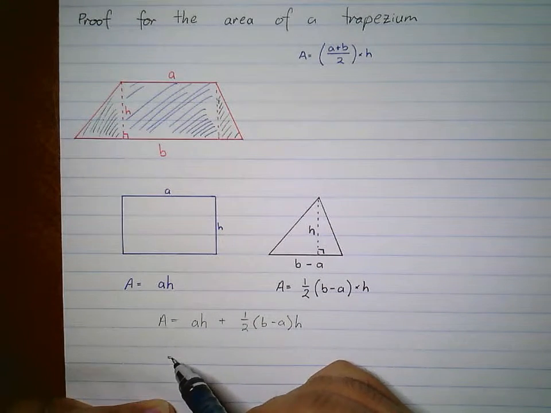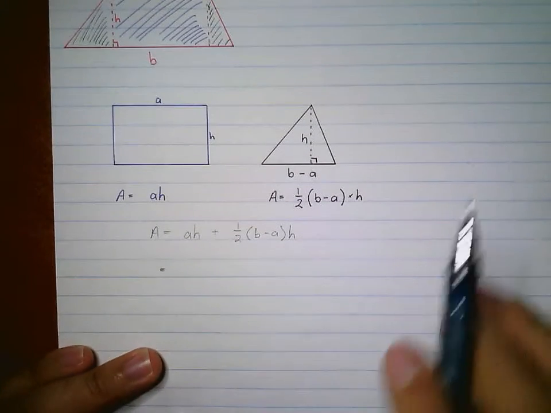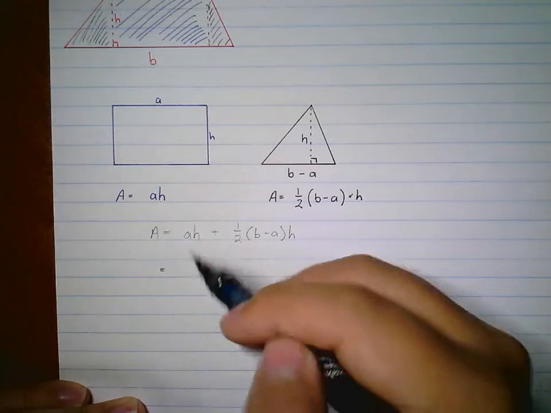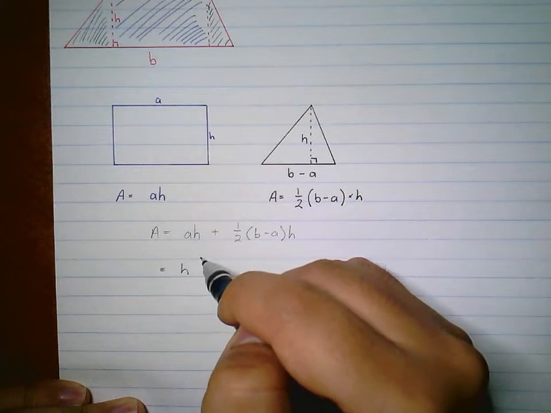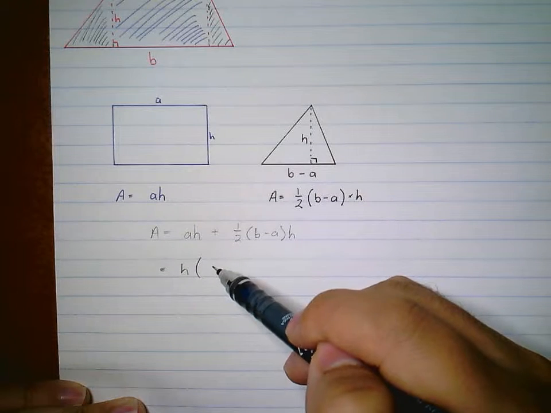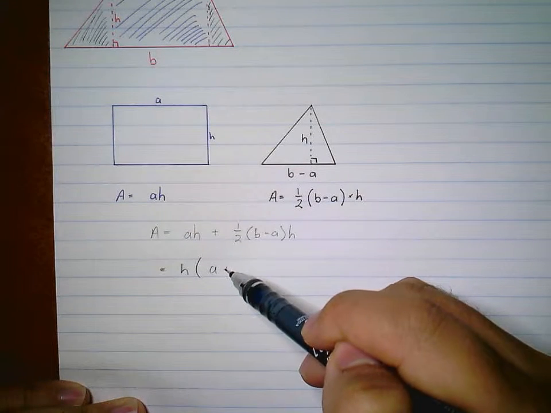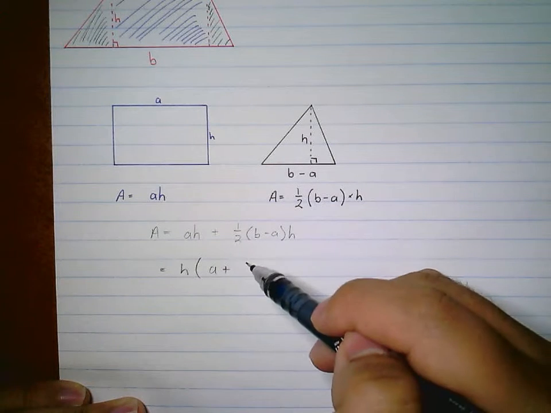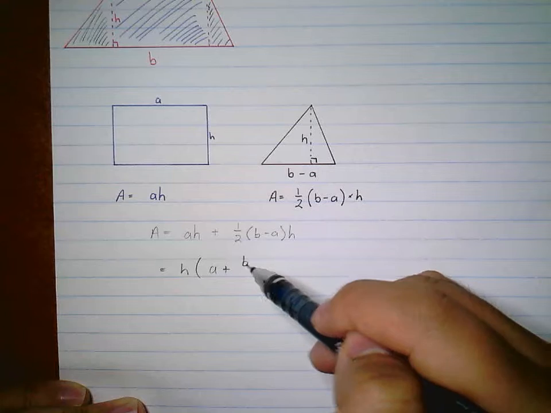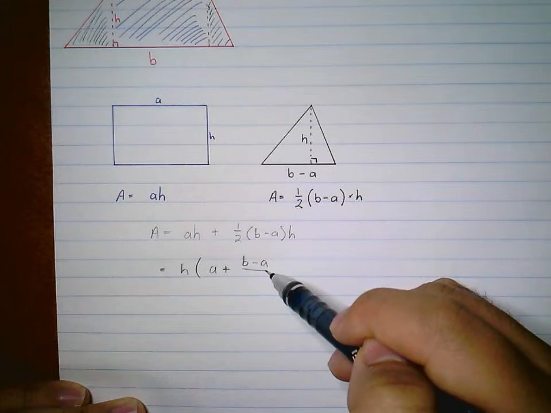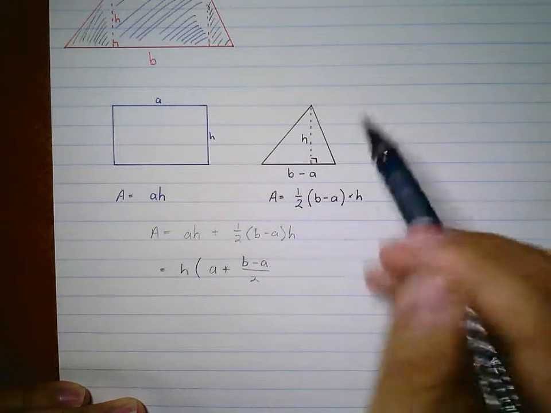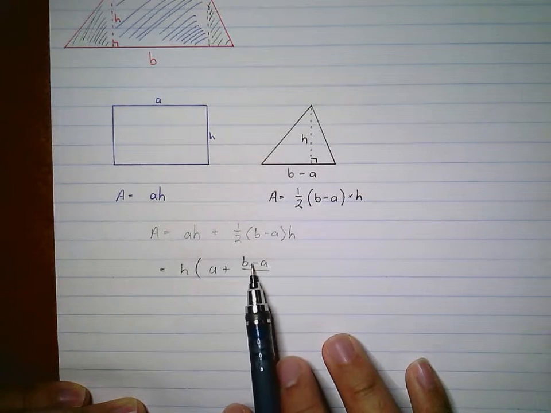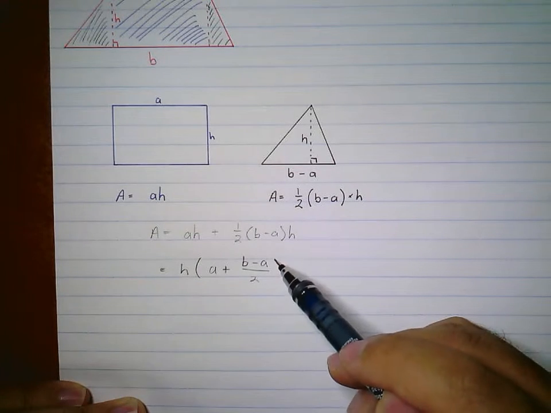Here's where it gets very complicated because we need some algebra skills. There's a common factor of h here, so we're going to take h out on the outside. We're left with a plus, and I'm going to convert this into a fraction appearance, so (b minus a) over 2. Instead of half times (b minus a), it's (b minus a) divided by 2.